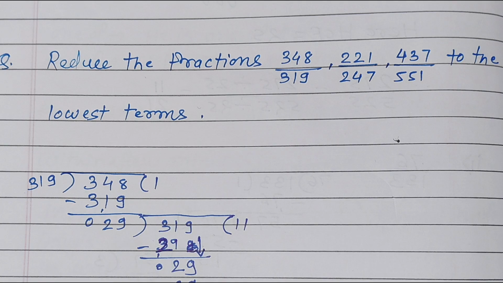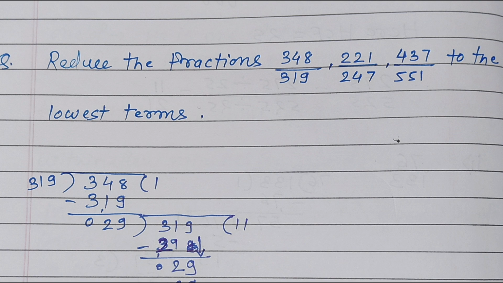The next question is reduce the fractions to the lowest terms. The first one is 348 divided by 319. So here we will use the division method for finding HCF. We will find the HCF first and then we will reduce the fraction. Now here 348 can be divided by 319 as 319 ones are 319. Then after subtraction 29 remains. Then the divisor is 29 and 319 is the dividend.